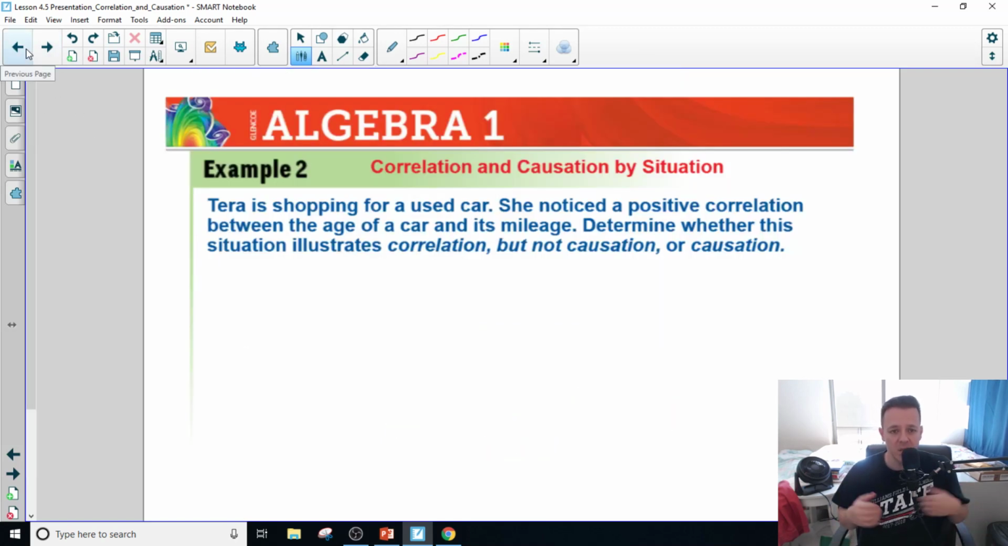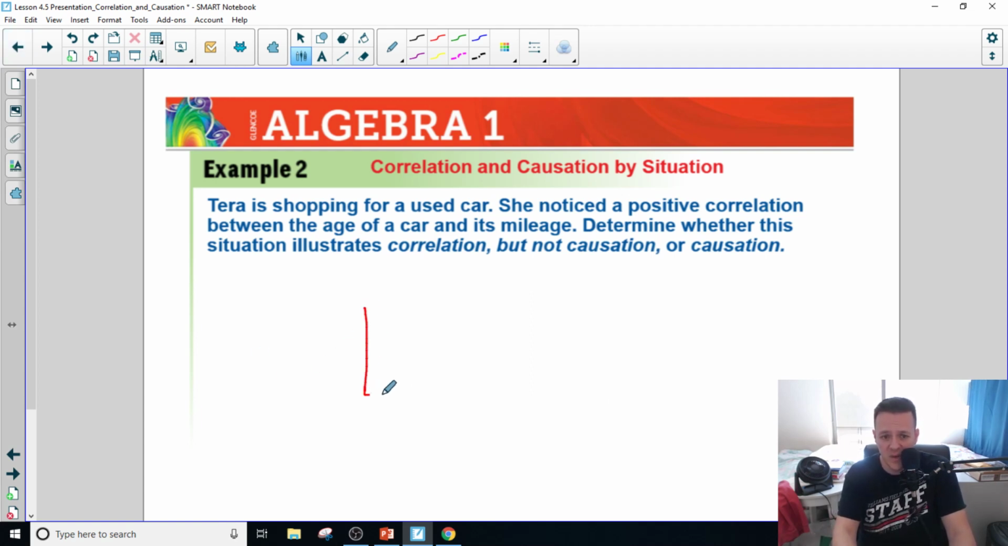All right. Example 2. Tara is shopping for a used car. She noticed a positive correlation between the age of the car and the mileage. Determine whether this situation is correlation but not causation, or is it causation? On the standardized test, you are going to be given a situation like this, and you have to determine whether or not the two variables are linked. So she notices a positive correlation.